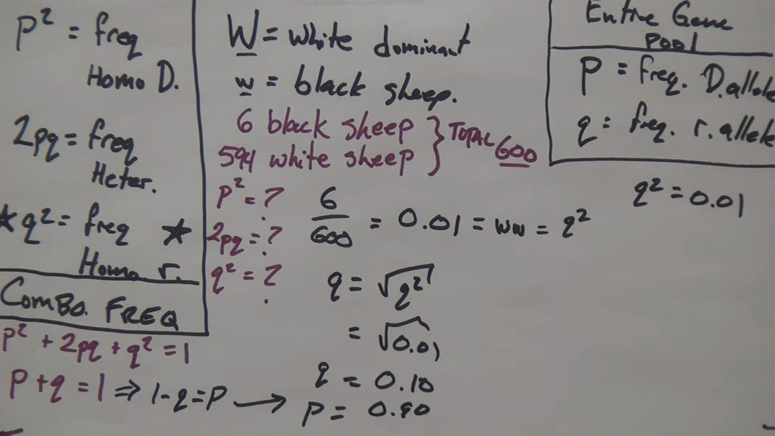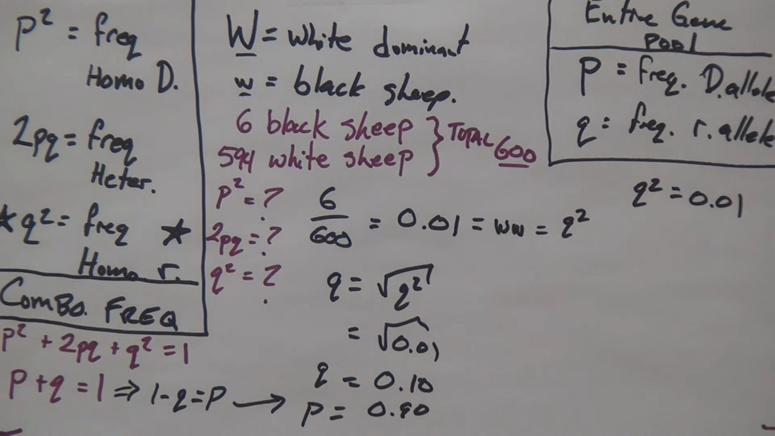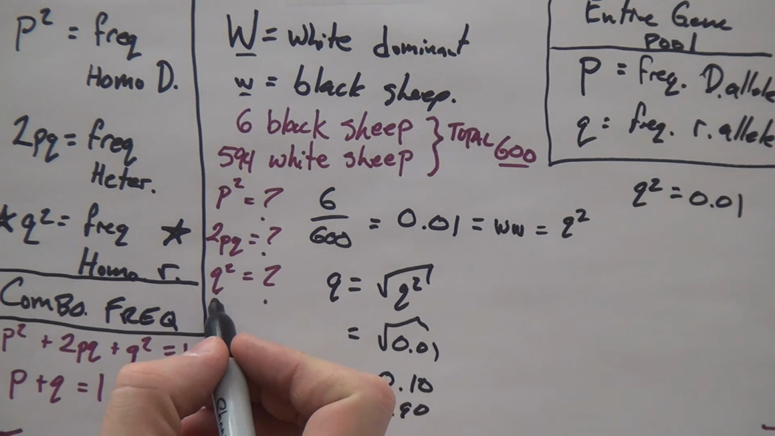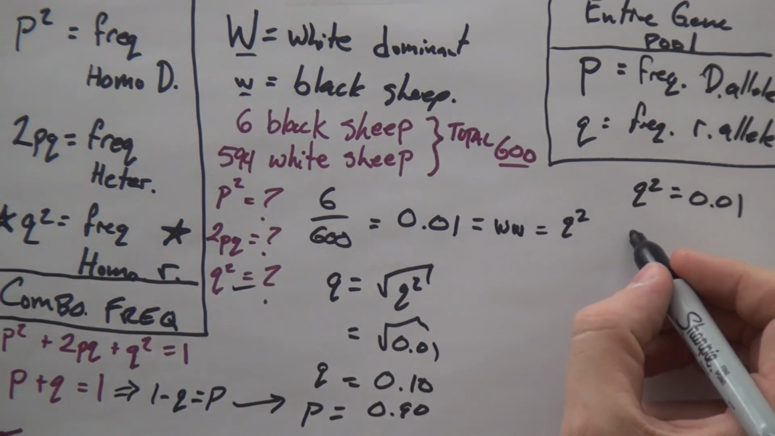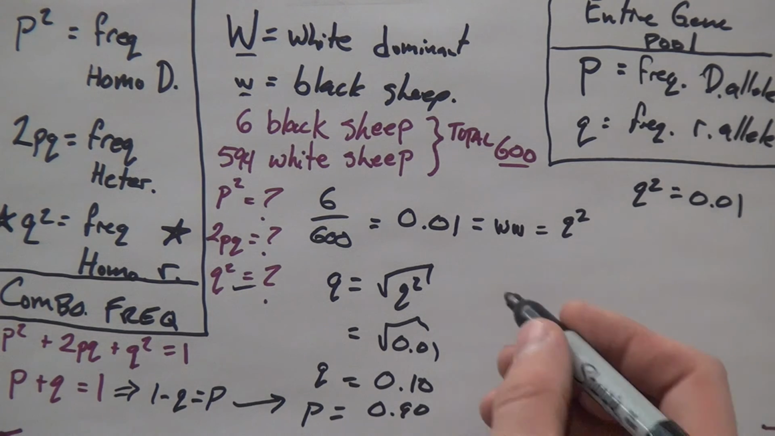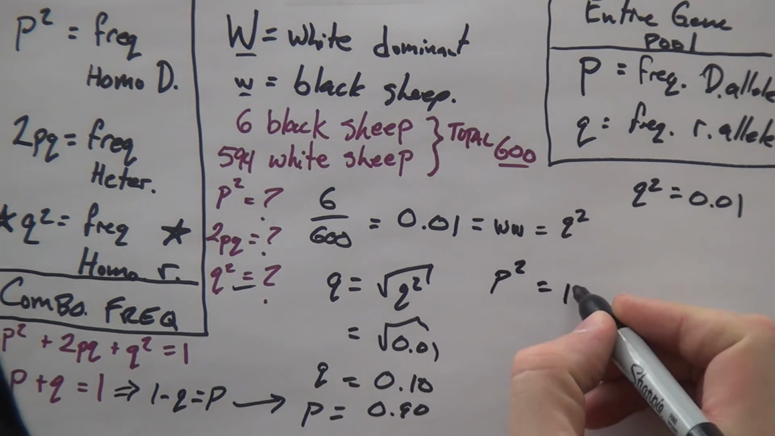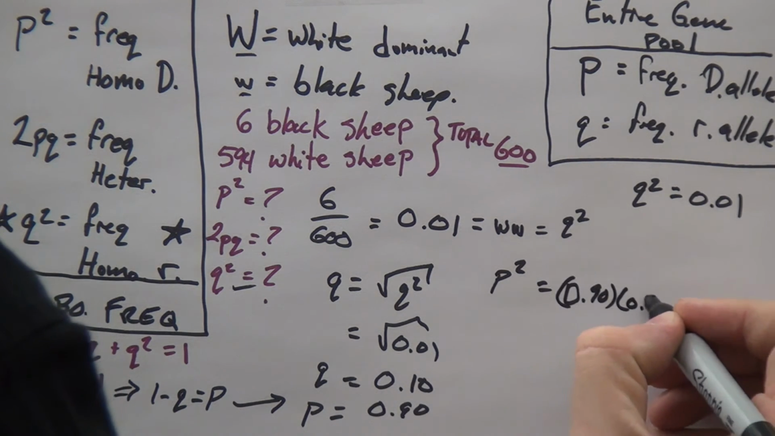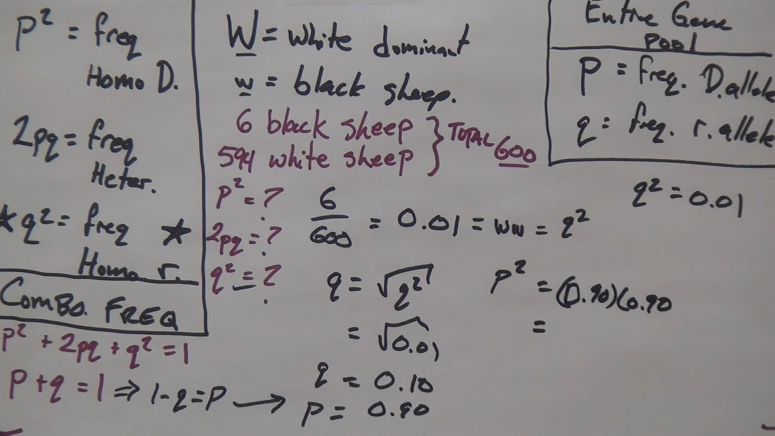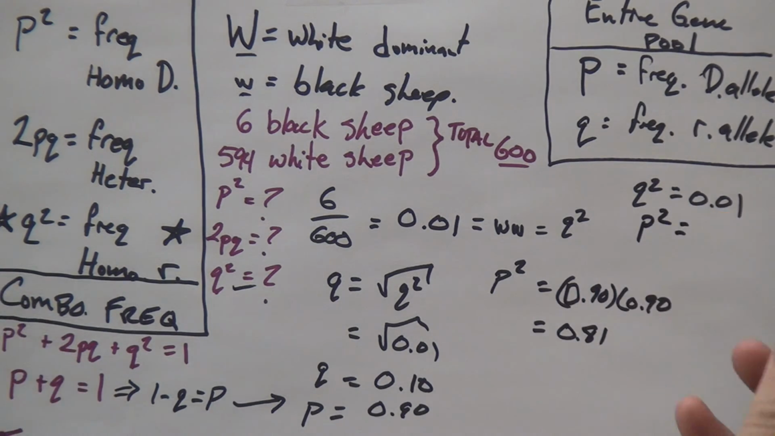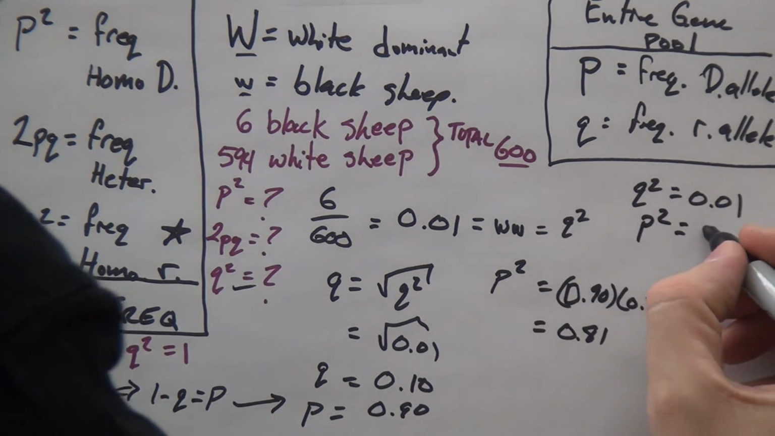So what do we do from here? Remember what we're looking for. We already have q squared. Now we're looking for 2pq and p squared, or the frequency of the homozygous dominant and the heterozygous. Now that we know p and q, it's simple. p squared will equal 0.90 times 0.90, right? And that's totally easy. p squared equals 0.81. Record it here so we get the whole question.